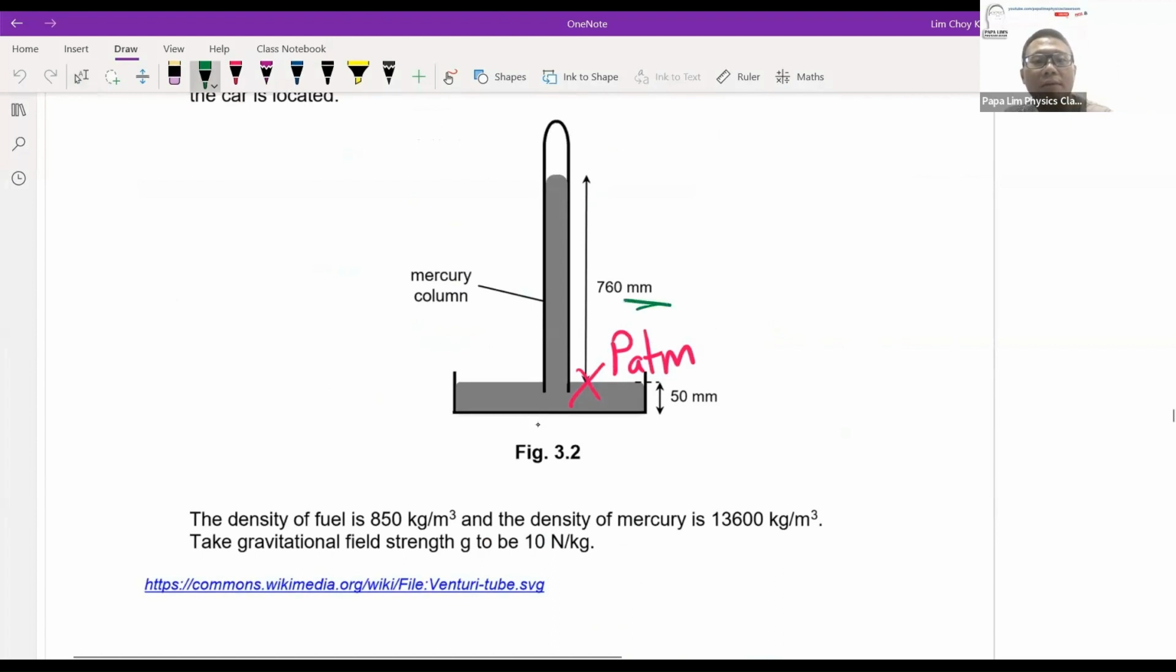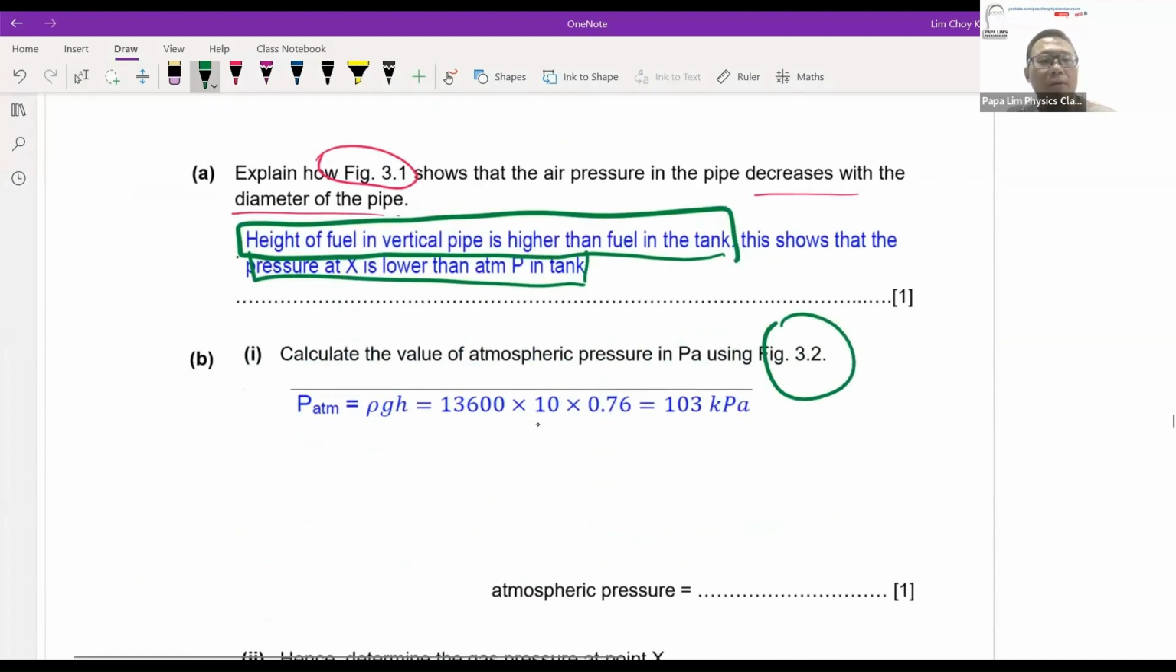So this is 76 mm. And you're given the density of the mercury. Remember, in this case we are looking at mercury, so the density that we are using should be the density of the mercury. Okay, the formula is h rho g, again, nothing fanciful.